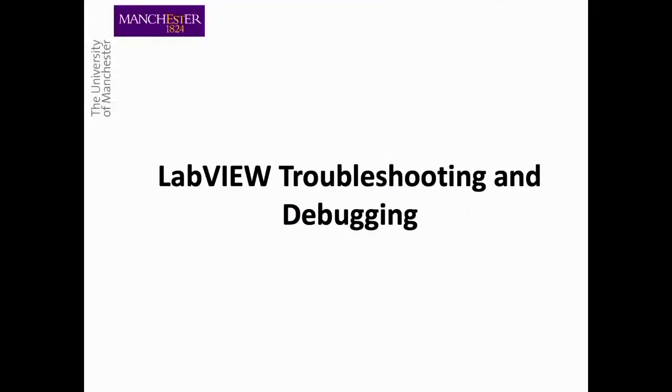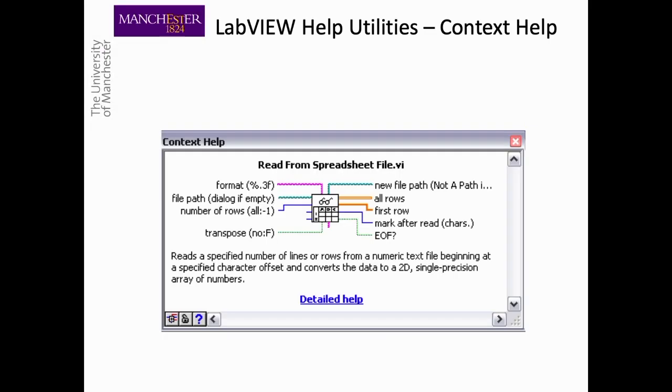So our next concept is LabVIEW troubleshooting and debugging. I'll have to speed up a little bit. When I'm on the front panel, this is really handy. If I go to help, context help, this little window pops up. And every time I hover over something on my block diagram with my cursor, it shows me how that works. Okay? So I'm hovering over, at the moment, this thing that's called read from spreadsheet file.